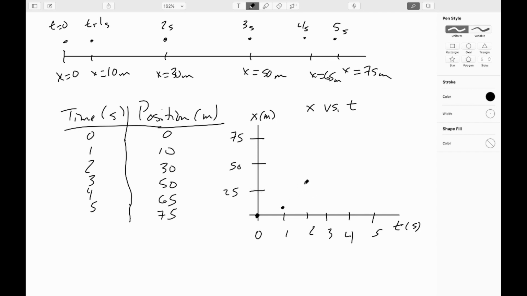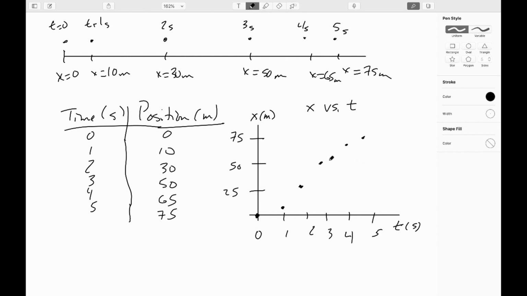Okay, t equals 2 seconds, it's located at x equals 30, so I'd put a dot there. T equals 3 seconds would be at x equals 50, so I'll put a dot there. T equals 4 seconds, it's located at x equals 65. T equals 5 seconds, it's at 75. So there we go. Maybe we can draw that dot just a little better. Yeah, about like that.